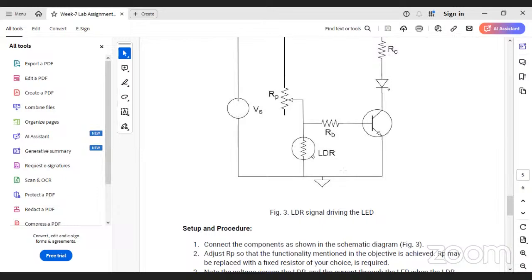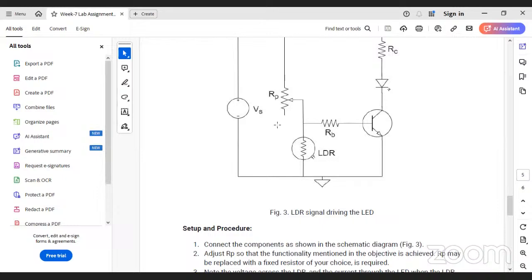Any other doubt? Ma'am, how is this LDR working? Like if I expose it to light, will current flow through it and not flow through RB? No, it is a light dependent resistor, right? So if it is exposed to light, the resistance changes. I think when it is exposed to light, the resistance is low, and when it is in darkness, the resistance is high, and accordingly the voltage drop will change here.